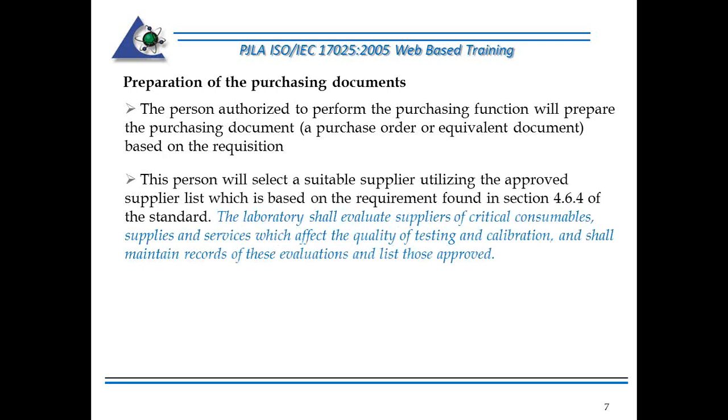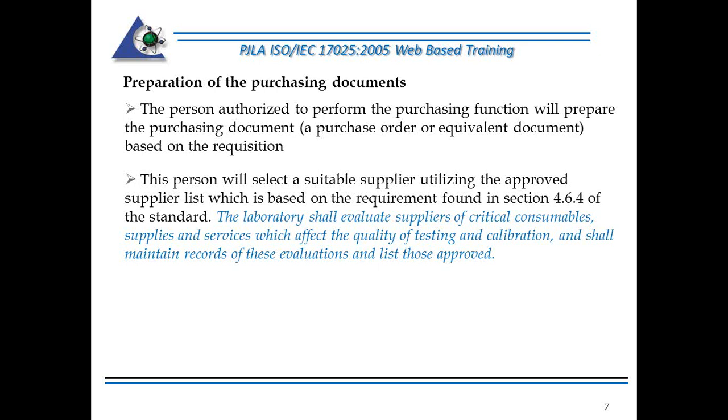This person with purchasing authority will select a suitable supplier to obtain the services or supplies, and he will do so utilizing the approved supplier list. Now, the approved supplier list, again, could be called a number of things. It could be called an approved vendor list. Anything the laboratory wishes to call it, but it has to be fulfilling the role that's defined here in section 4.6.4 of the standard. It says the laboratory shall evaluate suppliers of critical consumables, supplies, and services which affect the quality of testing and calibration, and shall maintain records of these evaluations and list those approved.